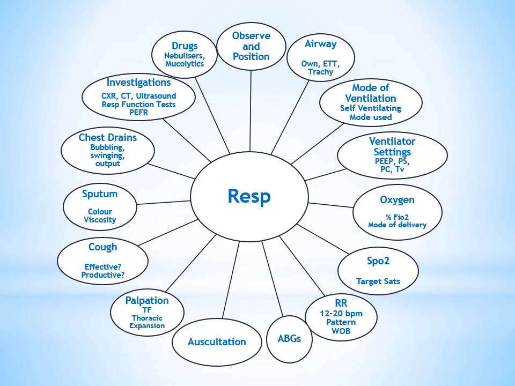SpO2 is your oxygen saturation level, and this is the fraction of oxygen saturated haemoglobin relative to the total haemoglobin in the blood. Make sure you are aware of target saturations for each patient to ensure we are not over or under oxygenating the patient. Some patients with chronic lung conditions, such as COPD, may have lower target saturations. These are usually 88 to 92%, and over-oxygenating these patients can be detrimental to them.